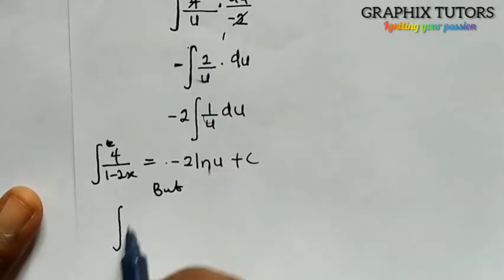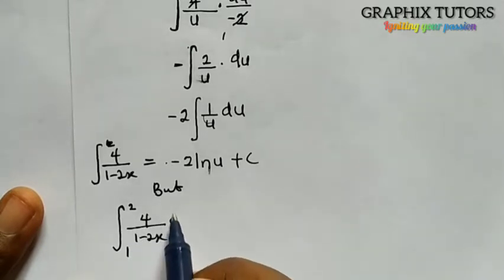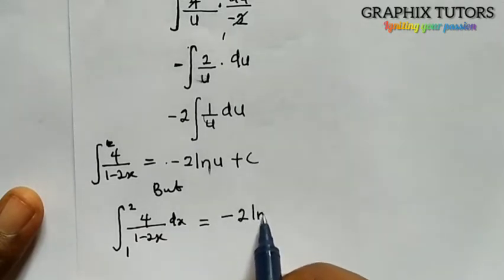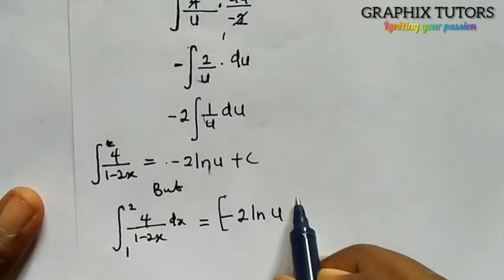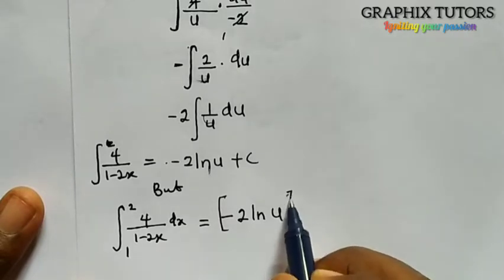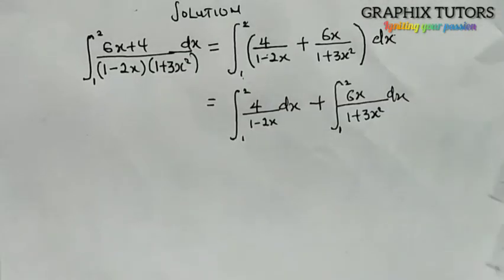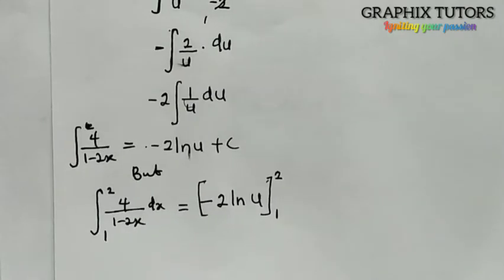But the integral from 2 to 1 of 4 all over 1 minus 2x dx will be equal to minus 2 ln u. Now I'm not going to put plus c. I will only put our bracket sign here, and this will be 2 and 1. Are we good? You see the difference? So we are going back to my question here now. We are here. So if I'm to do that, what will I do?